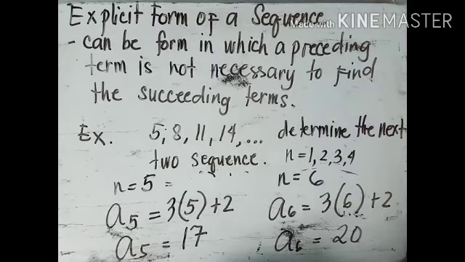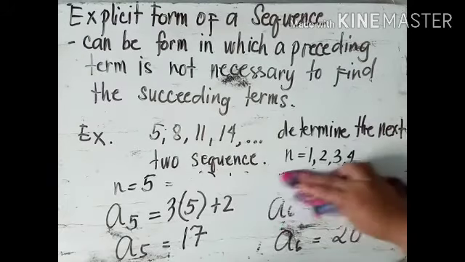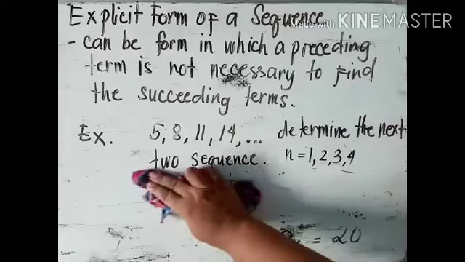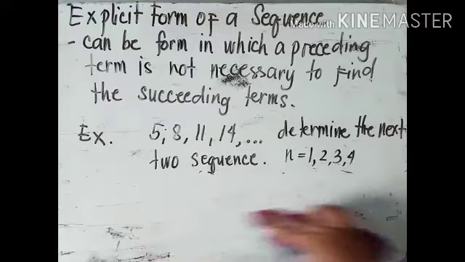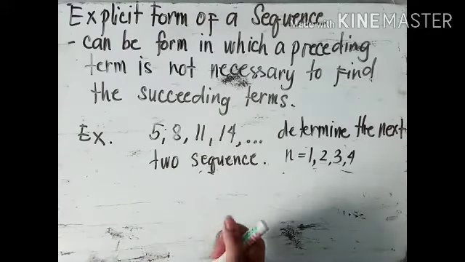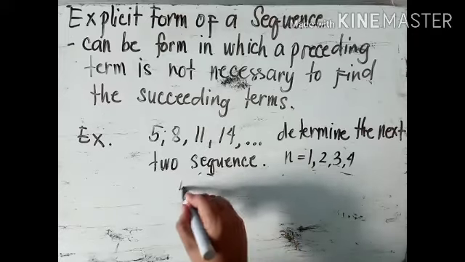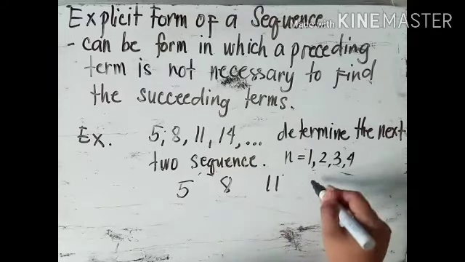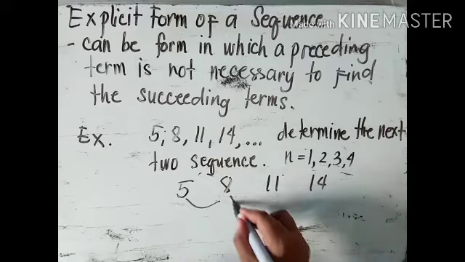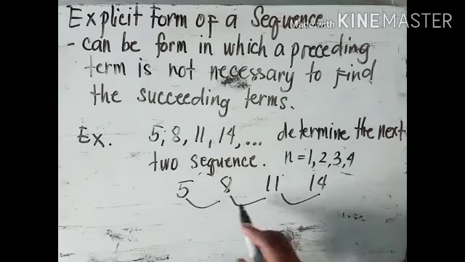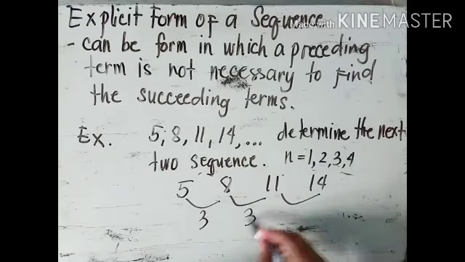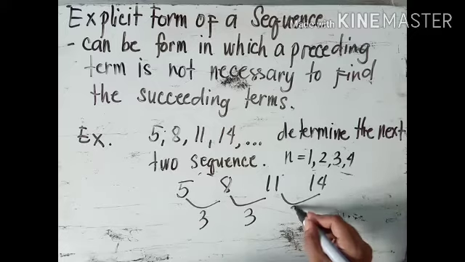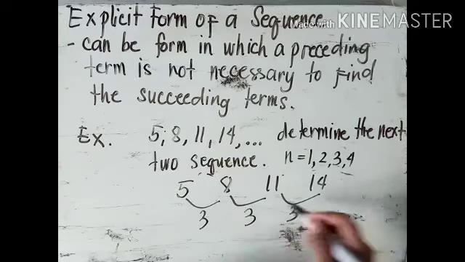But then there is also another way of doing this. I will present to you another way of finding the explicit form of the sequence. First thing is, let's find the difference of the sequence. So the difference of 8 and 5 is 3, 11 and 8 is 3, 14 and 11 is 3.